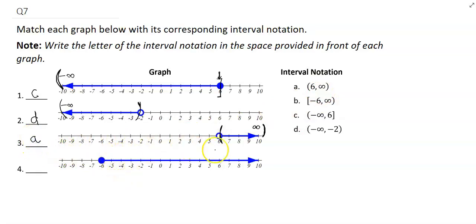And finally the last one. Okay, it's going forever to the right. It's going to infinity. So here I know that's a parenthesis. I never reach the infinity. And here is a closed dot. So it means that I do want the negative 6. So I use the bracket to embrace the negative 6. So negative 6 to infinity, and then here is the B.